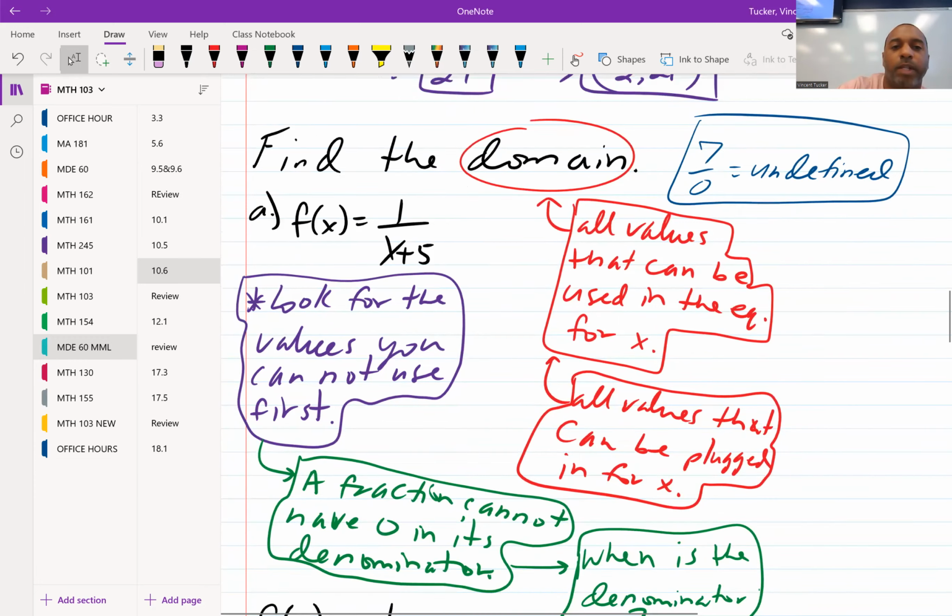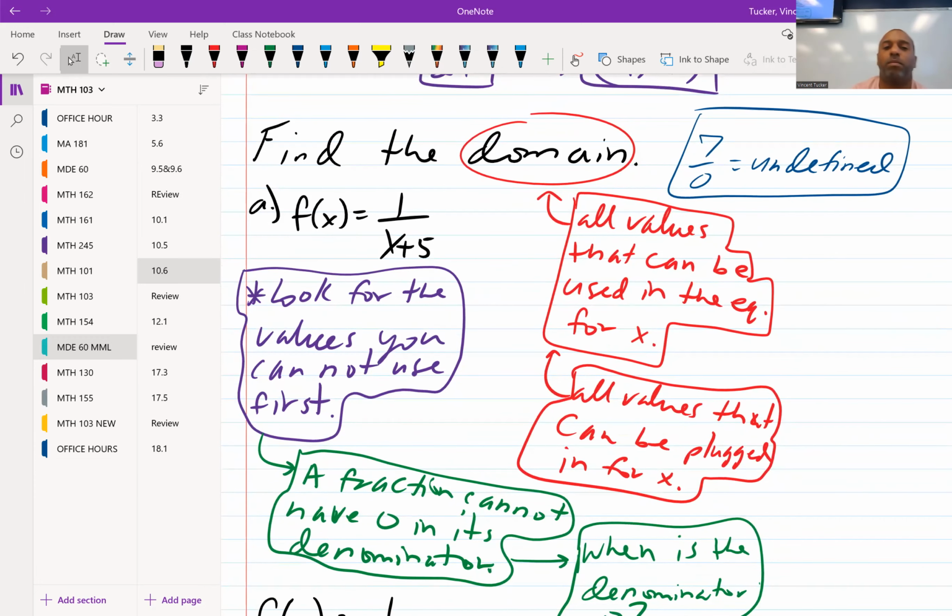Okay, so the next exercise: find the domain. They give us f of x is equal to 1 over x plus 5. Your domain is the values that you can plug in, all values that can be used in the equation for x. I wrote these notes here to put in perspective what it means to look for the domain. These are all the values that can be used for x in the equation, or in other words, all the values that can be plugged in.